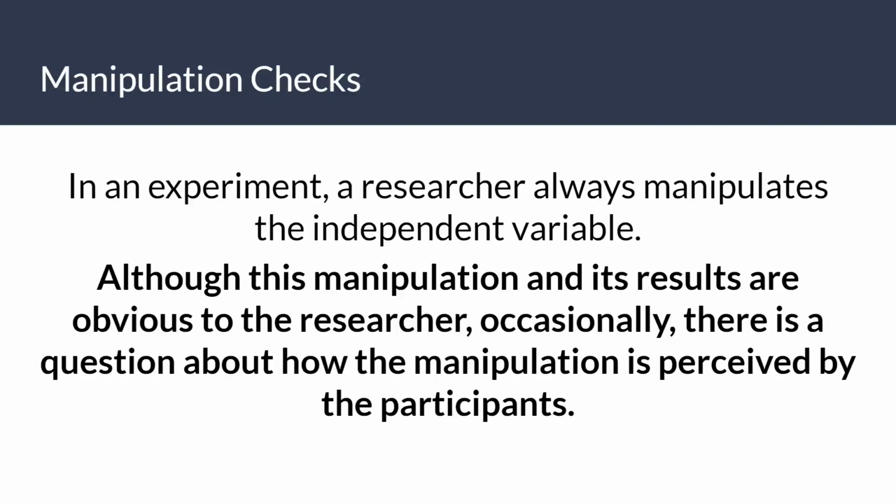Also, we can make use of what we call manipulation checks. And when we say manipulation checks, in an experiment, a researcher always manipulates the independent variable, and you want to make sure that your manipulation works. Although this manipulation and its results are obvious to the researcher, occasionally there is a question about how the manipulation is perceived by the participant.